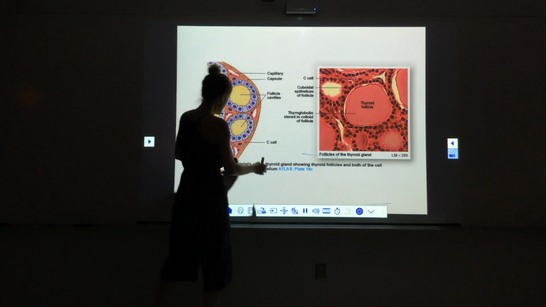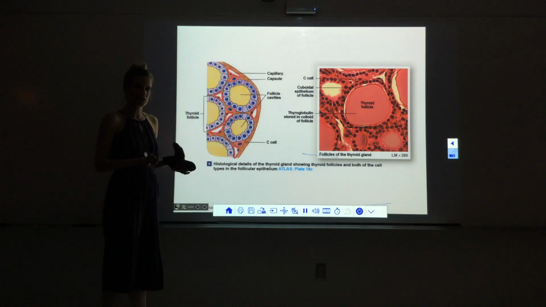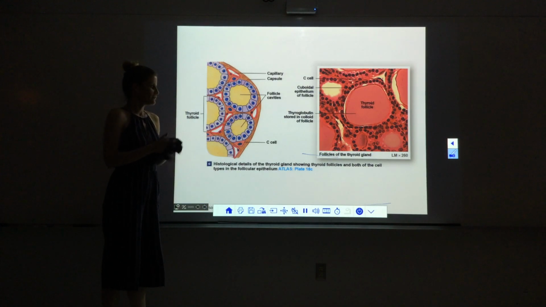C cells are different. C cells are not related to T3 and T4. C cells are clear cells. We'll see that those are important for calcium homeostasis, but they are not involved in thyroid hormone production. They're completely different.